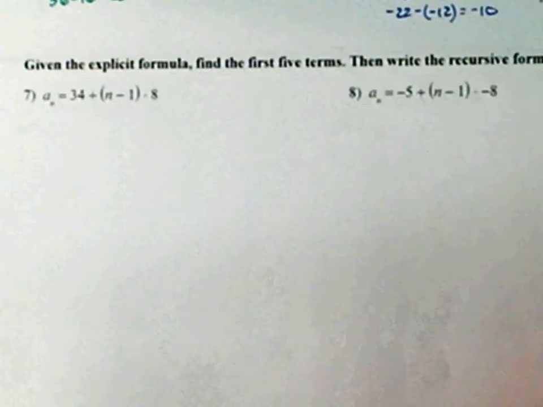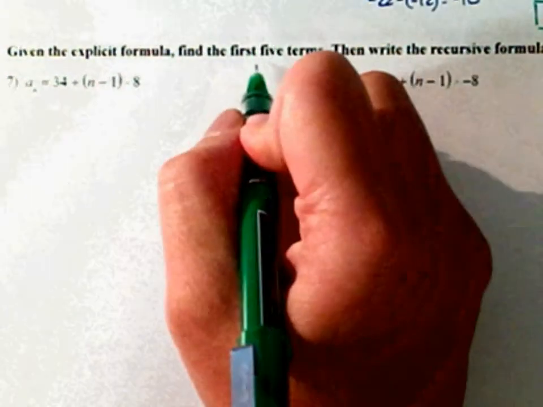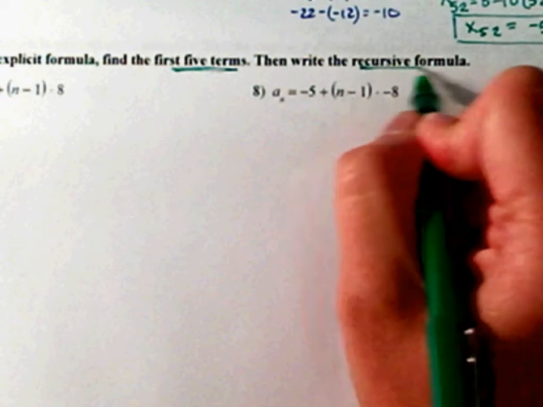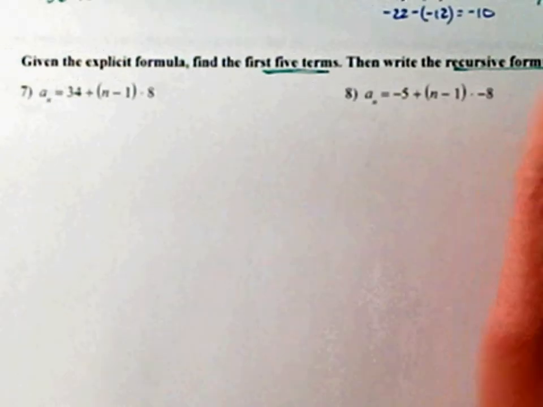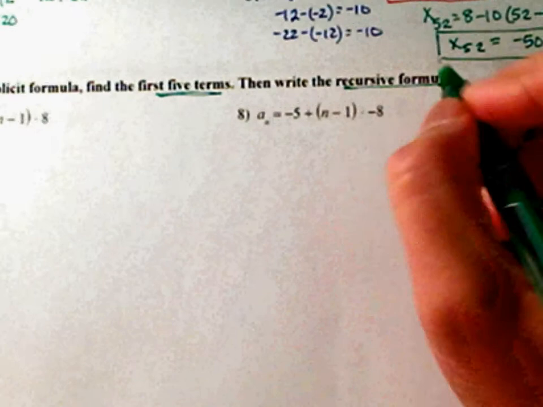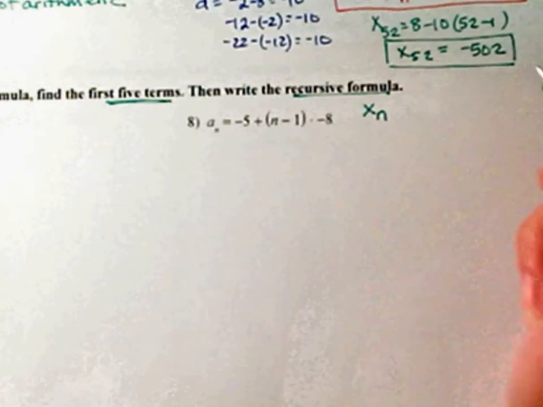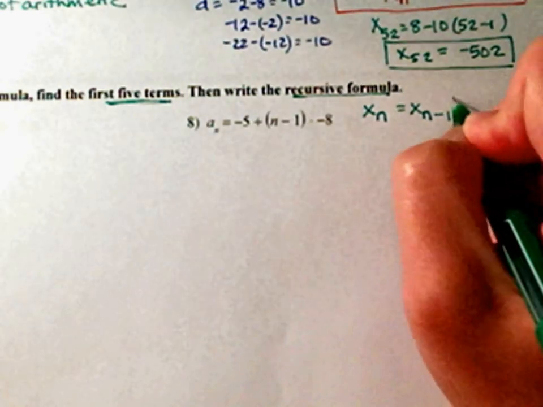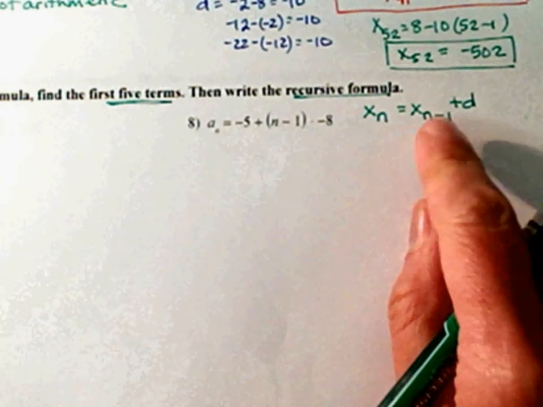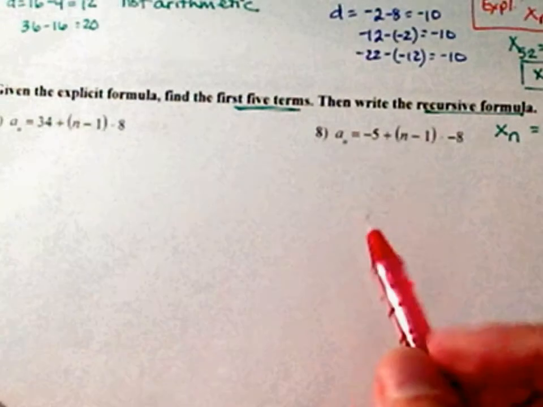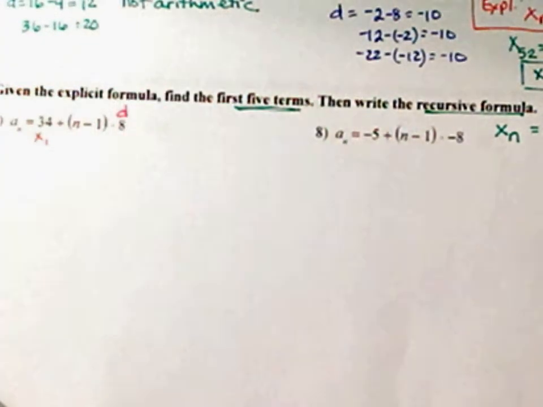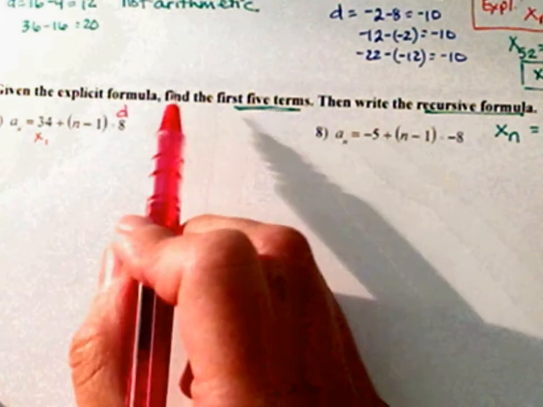Number 7, it says, given the explicit formula, what are we doing? We're finding the first 5 terms, and then we're writing the recursive formula. Notice we are talking about an arithmetic sequence, okay? So what does your recursive look like? X of n is equal to x sub n minus 1, which is your previous term, plus your d. Please write it as a subscript. All right. Here is your first term, okay? Here is your d.